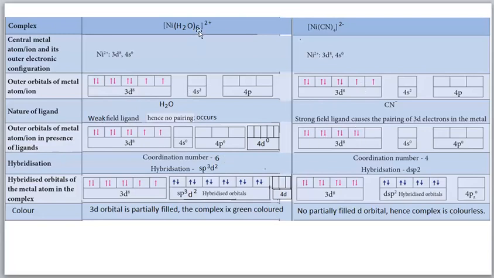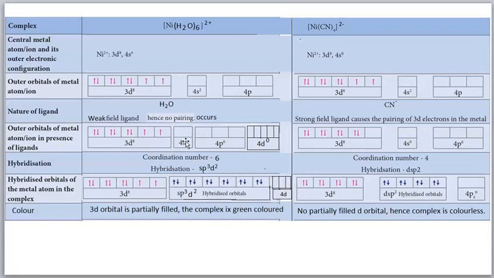Then coordination number. You see, here the coordination number is 6, here the coordination number is 4. Here coordination number 6, here 4. Right, on the basis of principal quantum number, 4s, 4p, then 4d. Okay. Actually, energetically, after 4p, the 4s orbital will come, then the 5s orbital will come.